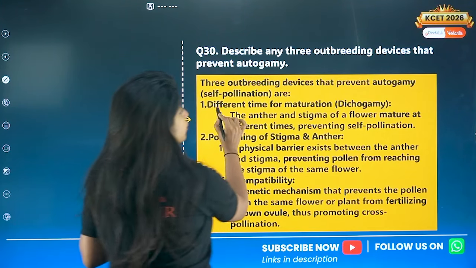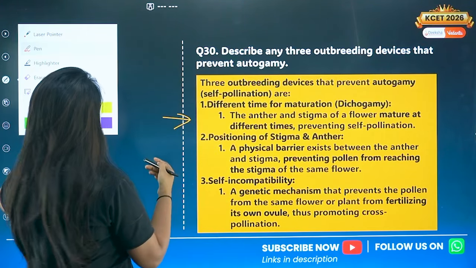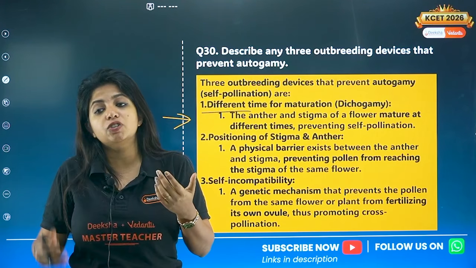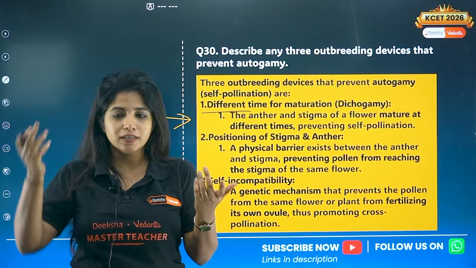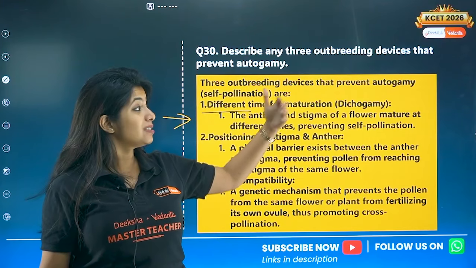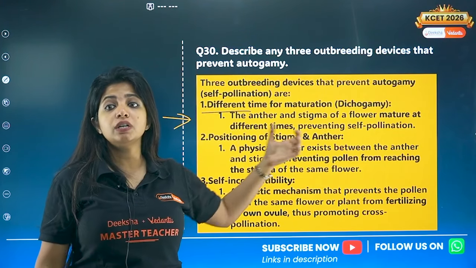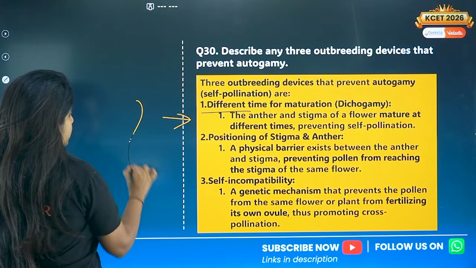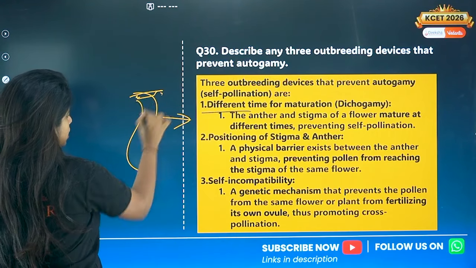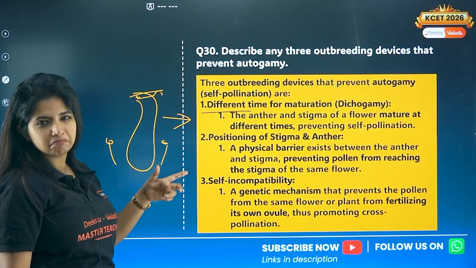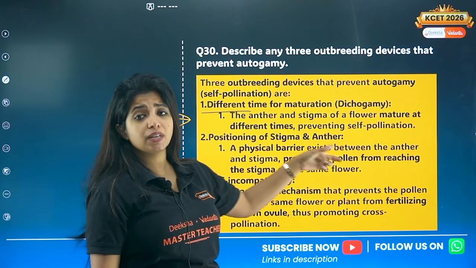Now to avoid that, the plant has outbreeding devices. So the first one is different time of maturation. Suppose over here the anther is maturing late and the stigma is maturing early, then obviously it can prevent self-pollination to an extent. So that is one thing. It is also known as dichogamy. Second is positioning of stigma and anther. Suppose over here, the stigma is at the top, but the anther is here. So now, do you think pollination can happen easily? No. So positioning of stigma and anther.